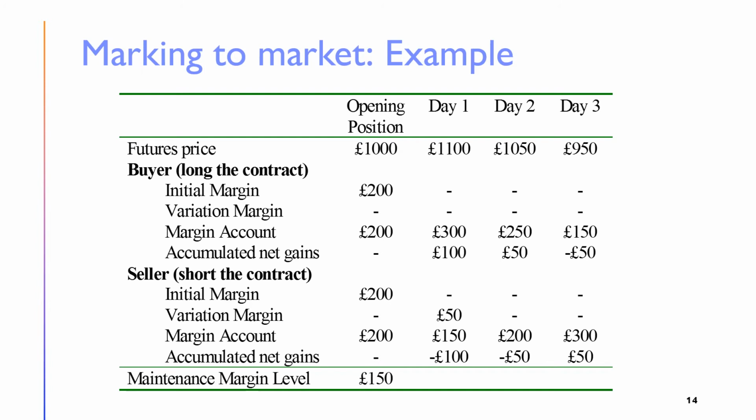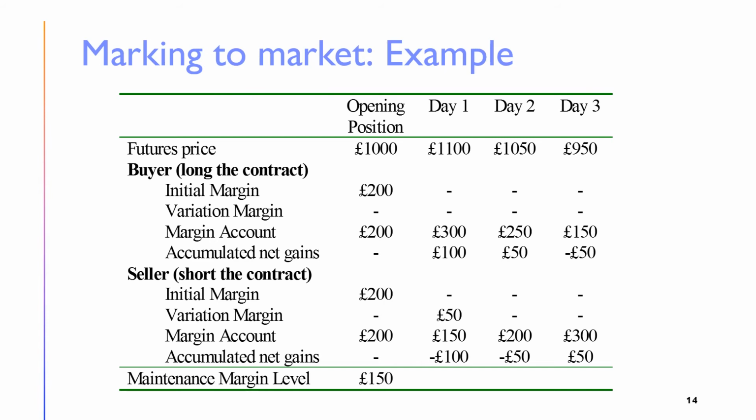On day 1, the futures price increases to £1,100. This results in a gain of £100 to the buyer and a loss of £100 to the seller. The balance in the margin account of the buyer increases to £300, while the balance in the margin account of the seller reduces to £100. As the maintenance margin is £150, the seller has to deposit £50 into his account, bringing the balance to £150.